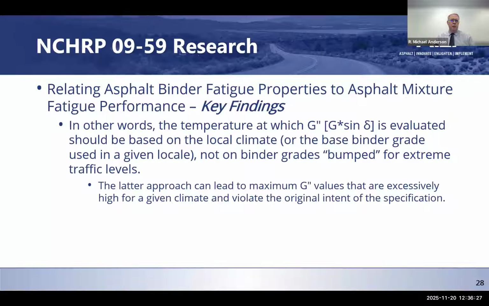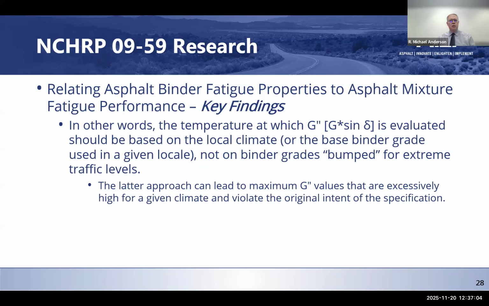Oftentimes on the high volume roadways in Kentucky, a PG 76-22 would be used. If you just followed AASHTO M 320 straight, a 76-22 would be tested at an intermediate temperature of 31 degrees C. A 64-22 is tested at an intermediate temperature of 25 degrees C. So what can happen is you can end up with potentially a binder that is too stiff because you're testing it at a higher temperature and allowing it to meet that specification at a higher temperature.